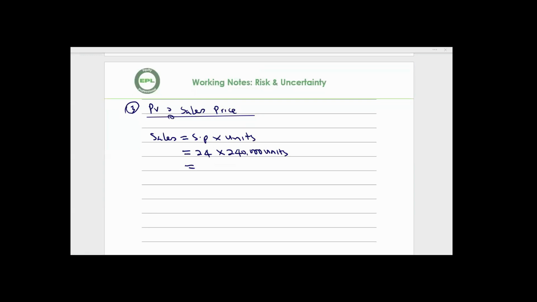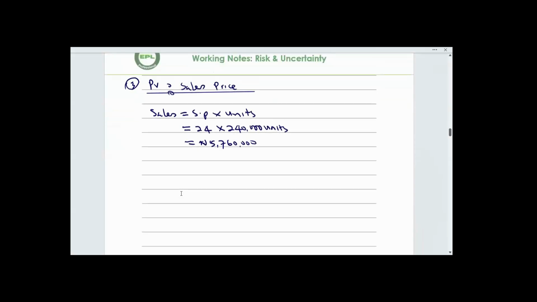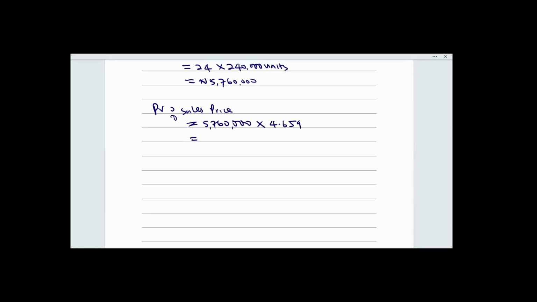5,760,000. This gives us 5,760,000. So now that we have the total sales, we can then calculate the PV. PV of sales value or sales price will be calculated as the total sales of 5,760,000 multiplied by annuity factor of 4.659. So it will give you the present value of sales price.